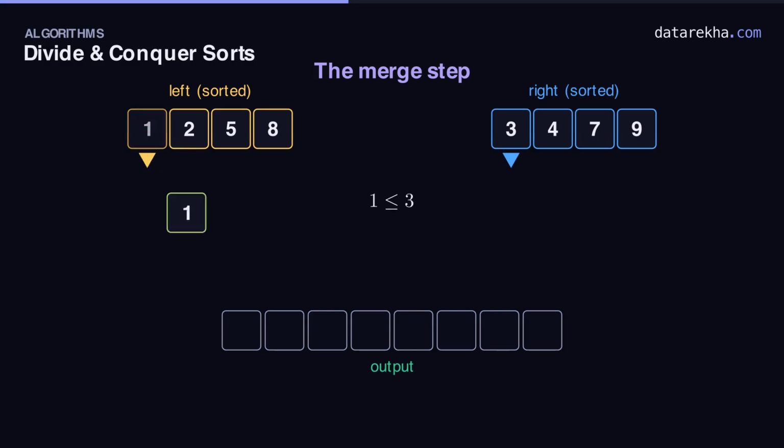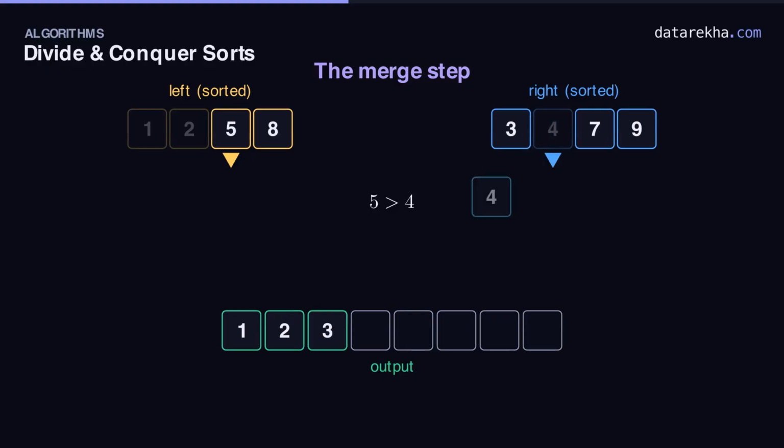1 versus 3. 1 is smaller, so 1 goes down first. Now 2 versus 3. 2 wins. 5 versus 3. This time the right side is smaller. 3 drops in. 5 versus 4. 4 is smaller. Take it. 5 versus 7. 5 goes. 8 versus 7. 7 is smaller. 8 versus 9. 8 goes down.